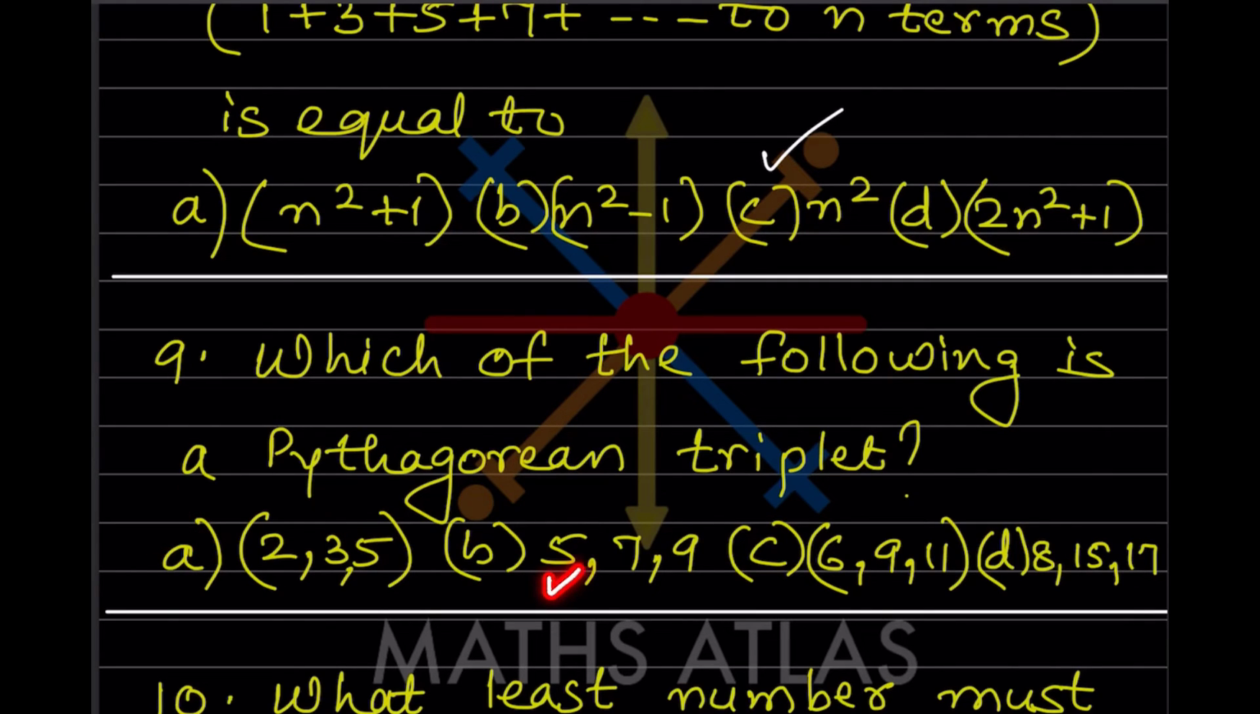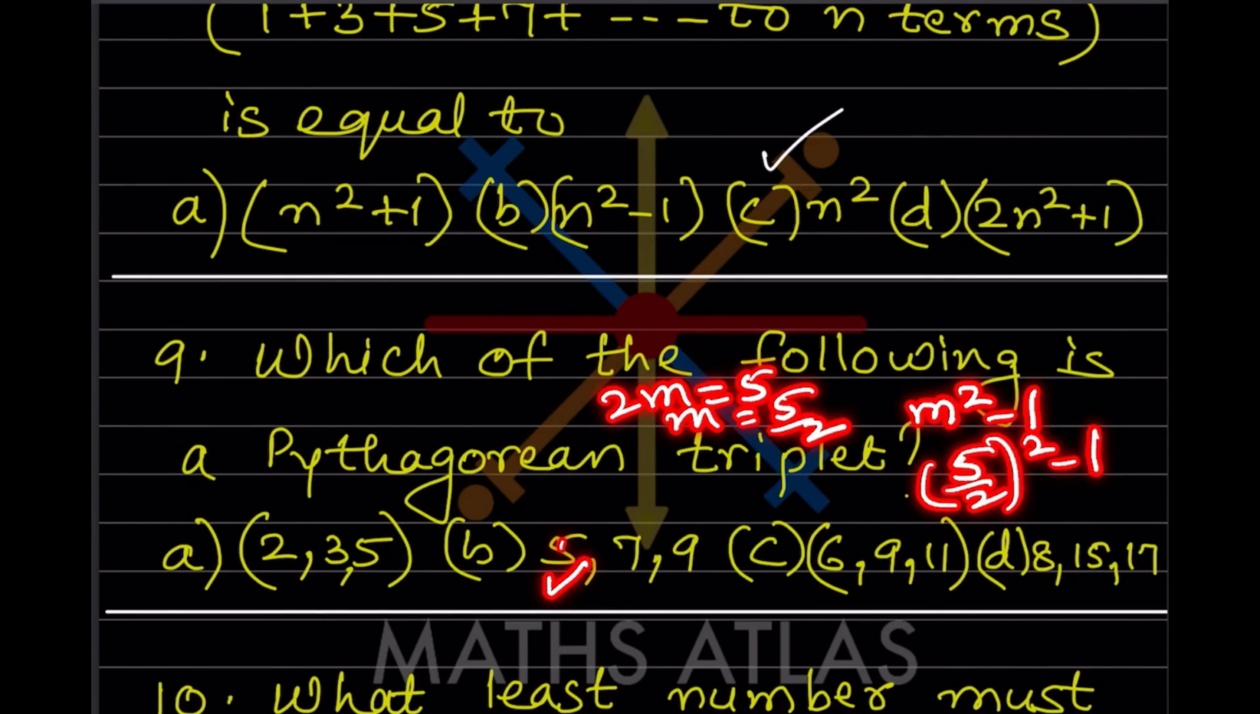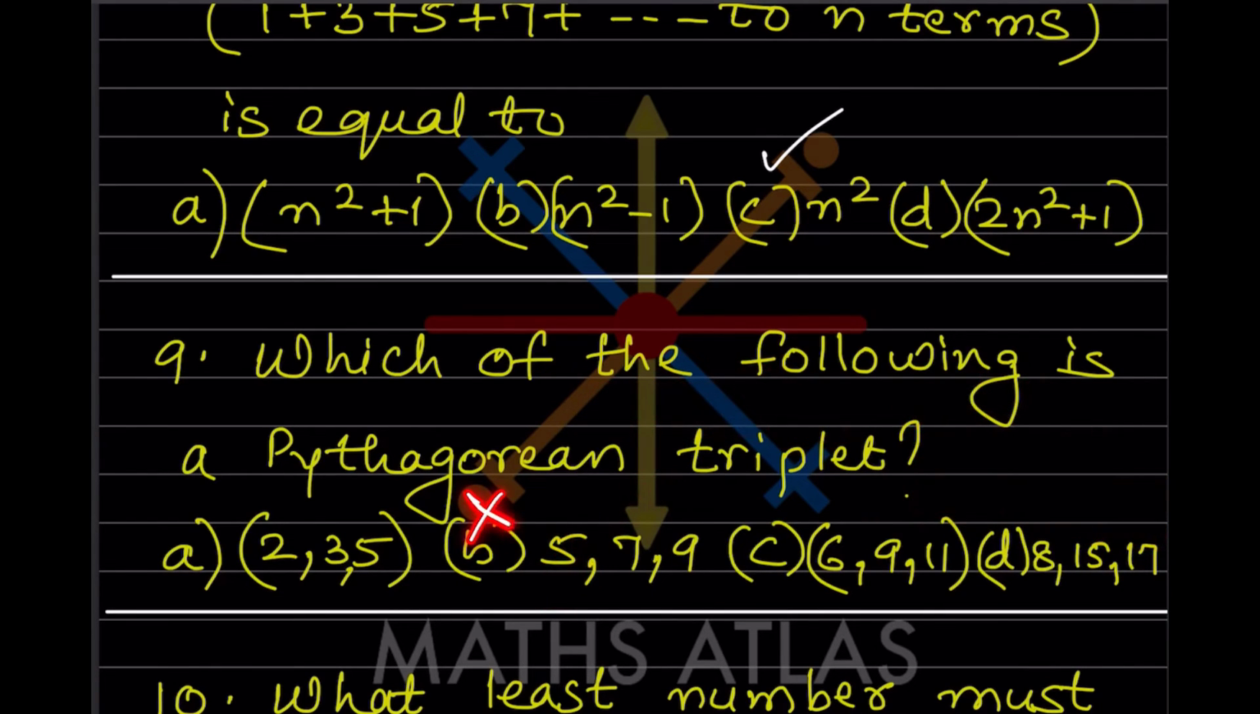Now let us see for this one. If we take here 2m is 5, so m is going to be 5 by 2. And the second one, m square minus 1. So if we put (5 by 2) square minus 1, this is going to be 25 by 4 minus 1. The LCM is going to be 4, so this will be 25 minus 4, that is 21 by 4. So this is not 21 by 4. So this cannot be the option.